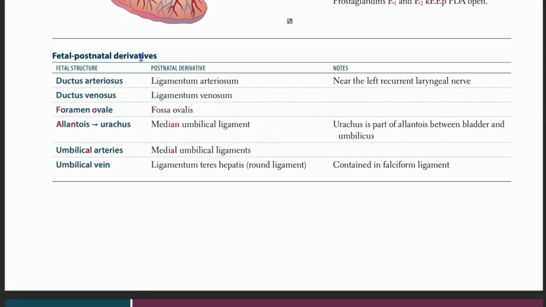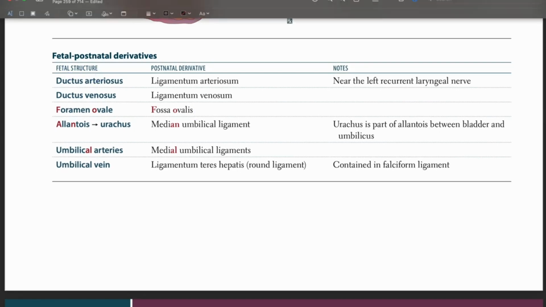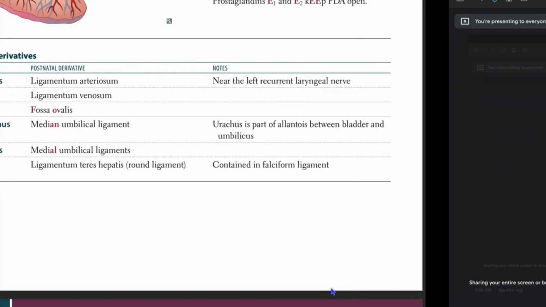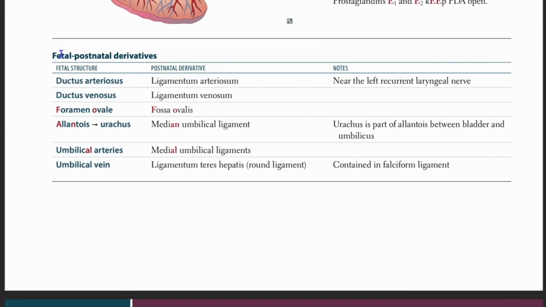Okay, fetal postnatal derivatives. Fetal structure, postnatal derivative, and notes. Ductus arteriosus becomes ligamentum arteriosum, near the left recurrent laryngeal nerve. Ductus venosus will turn into ligamentum venosum.